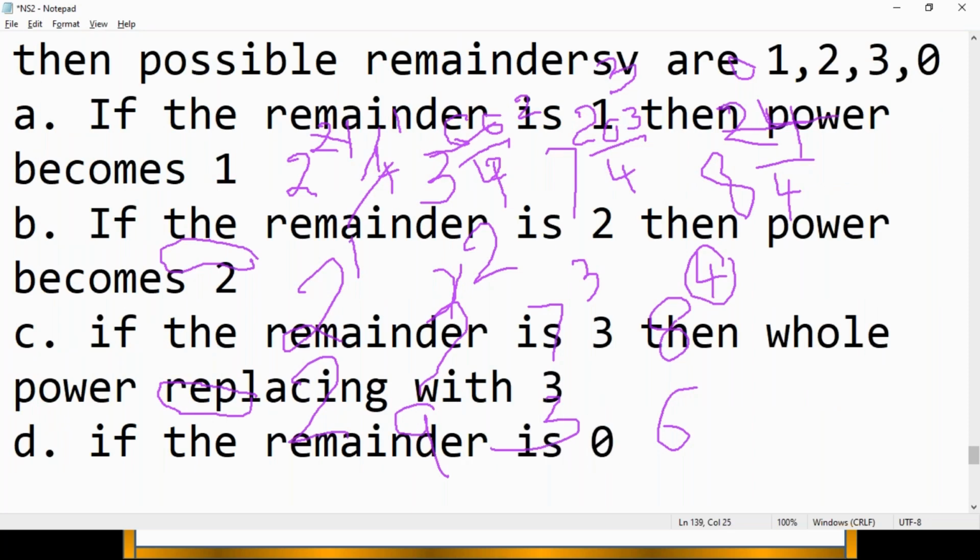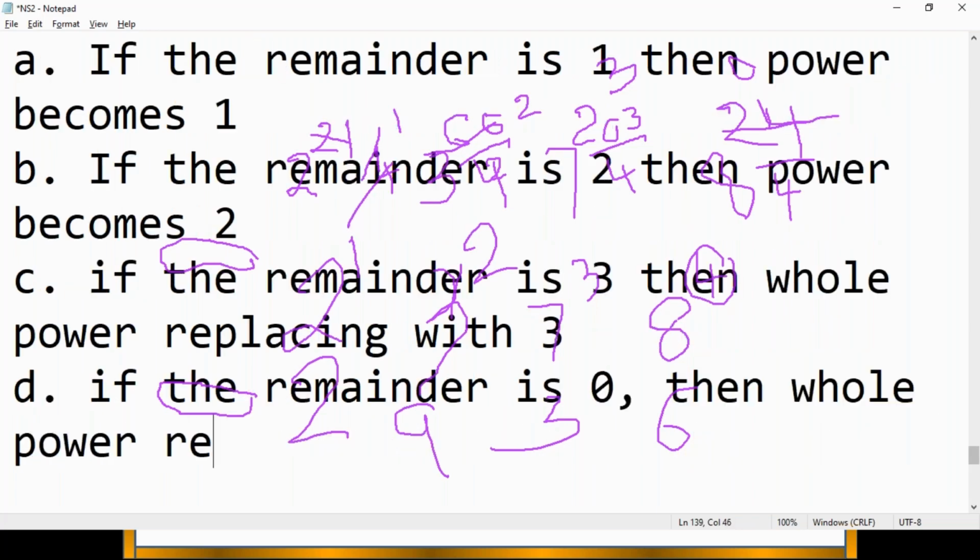If we are not getting it from example to example, show the improvement to understand. If the remainder is 0, then the whole power is replaced with 4.